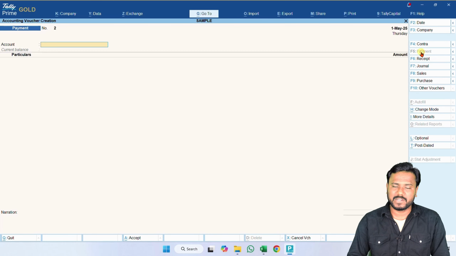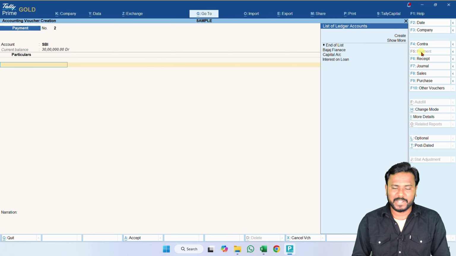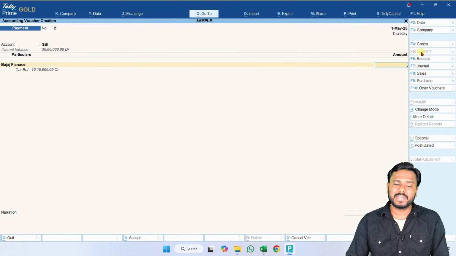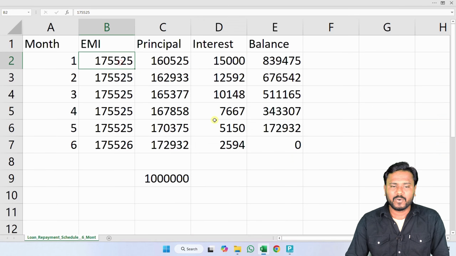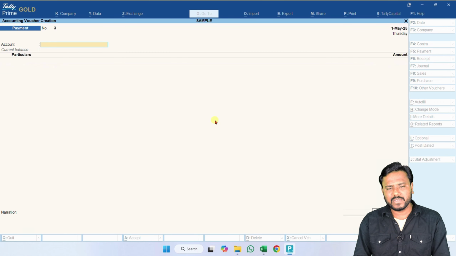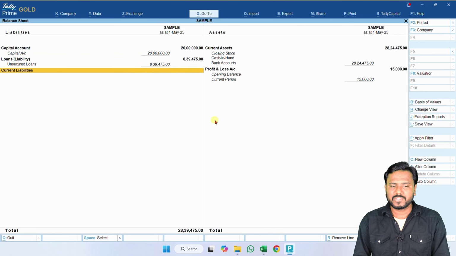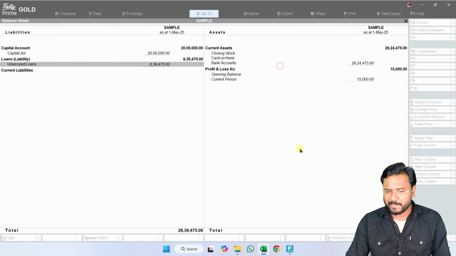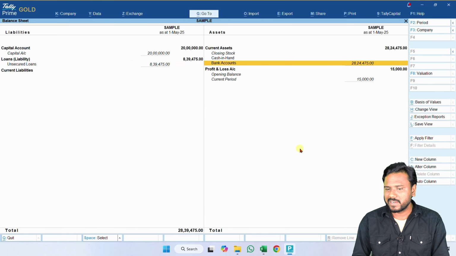Again I go to payment voucher to pay the loan from SBI to Bajaj loan directly. How much are you paying in total? 1,75,525. Control J. This is also giving you the same outline. So 8,39,475 is the balance loan and your bank balance is reduced.